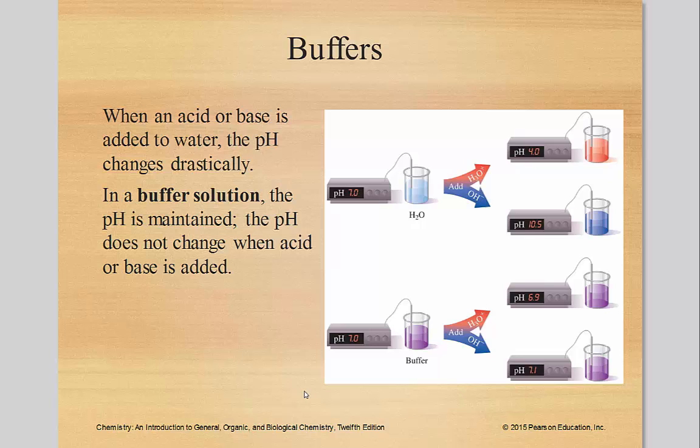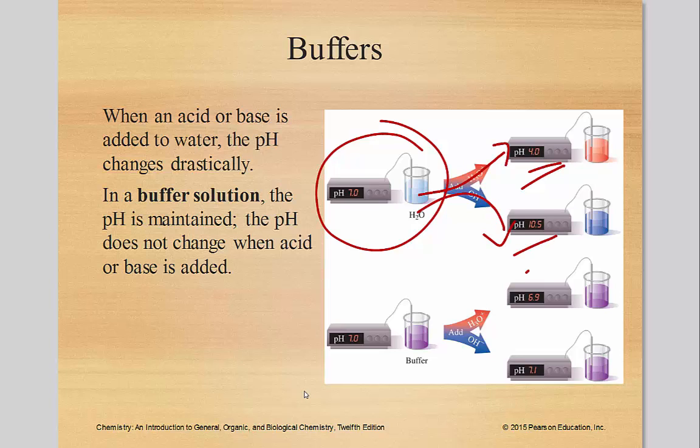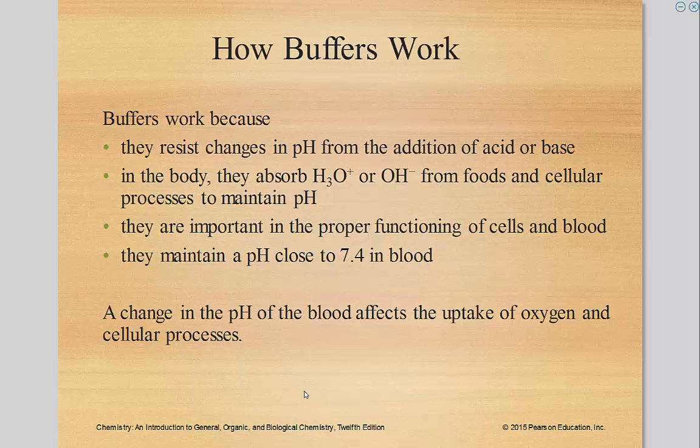So if we look at this top area here, this is a non-buffered solution, just a regular solution. If you add acid to it, notice that the pH drops to a 4. It went from a 7 to a 4. If you add a base to it, it goes up to a 10.5. So it goes to a very large range. However, if it's a buffer system in there, if you add acid, it only goes down to a 6.9. If you add a base, it only goes up to a 7.1. So you'll see how it stays within a certain range.